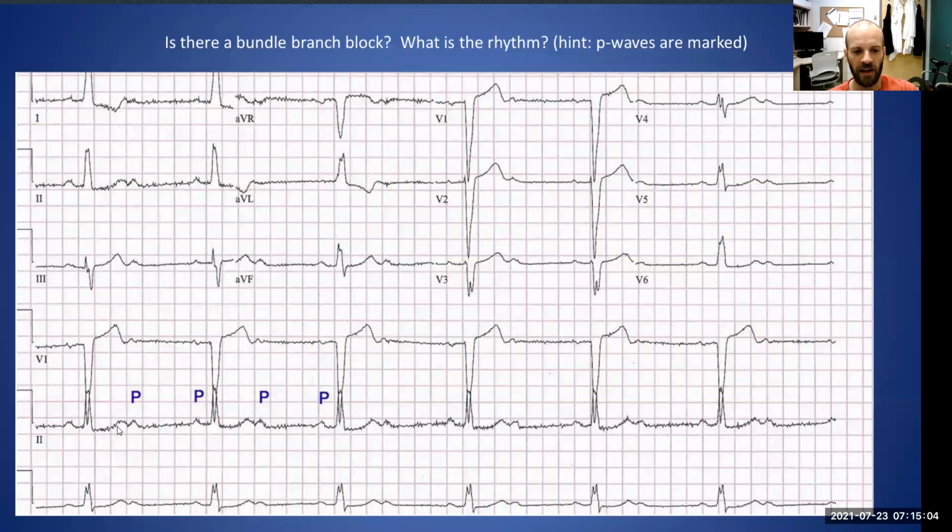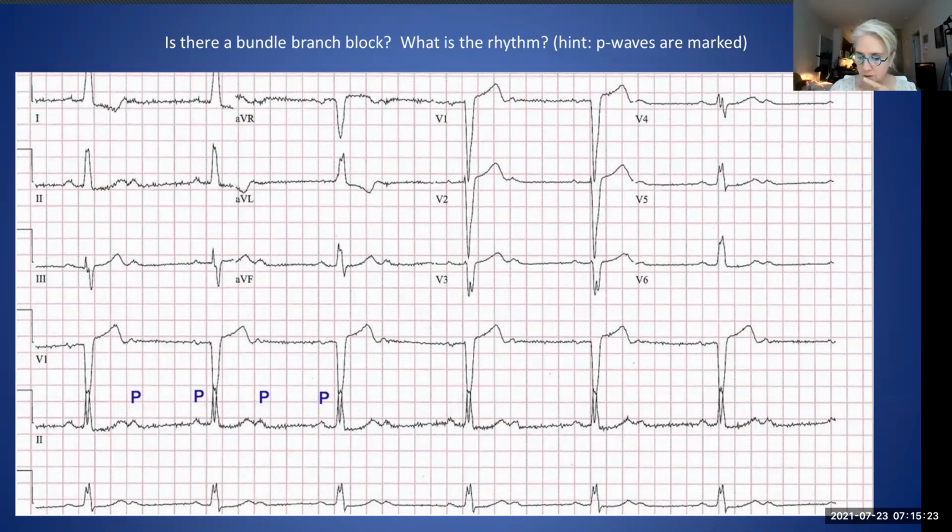So we've got a different rate for the atria and the ventricles. There are P waves, and these P waves are marked here. We've got 1, 2, 3, 4, 5, 6, 7. On we go. We've got the P waves here. So what's the relationship between the P waves and the QRS complexes? Is there a relationship? It's a 2-to-1 second degree AV block.